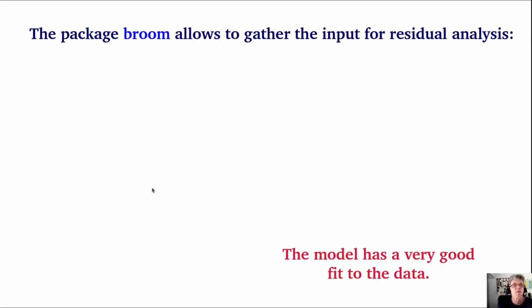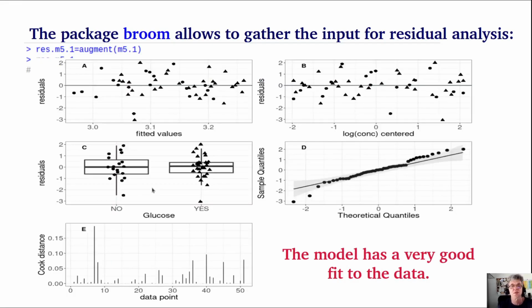The package broom allows us to gather the usual input for the residual analysis. Now we have the plots relating the residuals to the fitted values, identifying with dots glucose no and with triangles glucose yes. We see a more or less random scatter in this plane without any trend. There may be two points that have larger residuals than the rest of the points. This should not concern us too much.